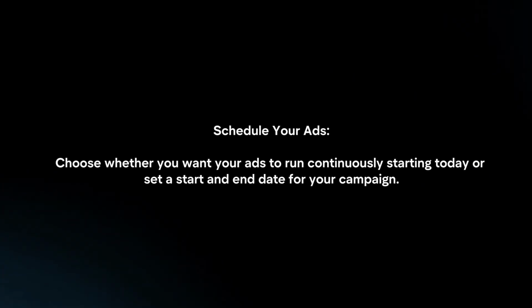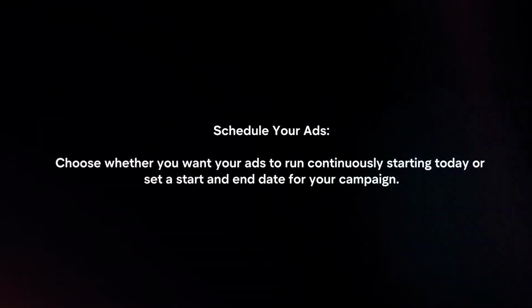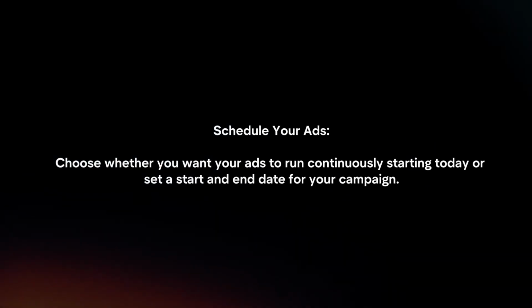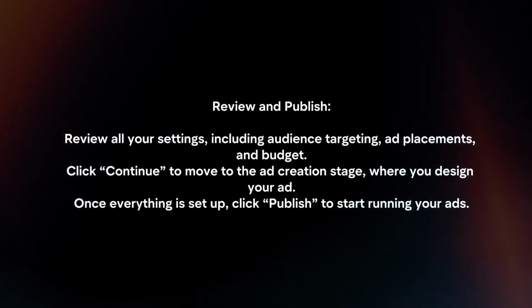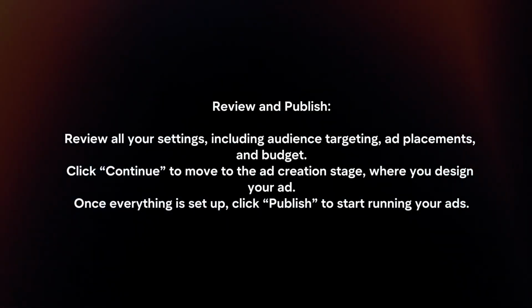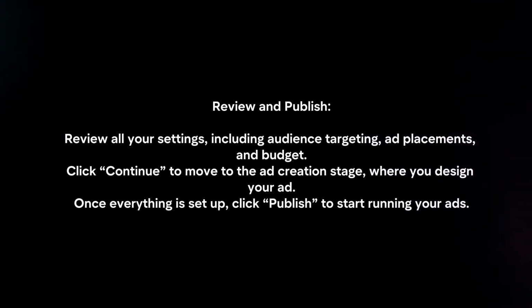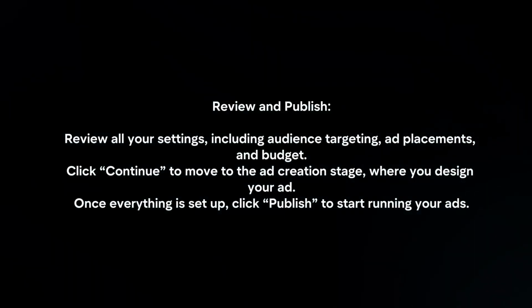Schedule your ads. Choose whether you want your ads to run continuously starting today or set a start and end date for your campaign. Review and publish. Review all your settings, including audience targeting, ad placements, and budget. Click Continue to move to the ad creation stage, where you design your ad. Once everything is set up, click Publish to start running your ads.